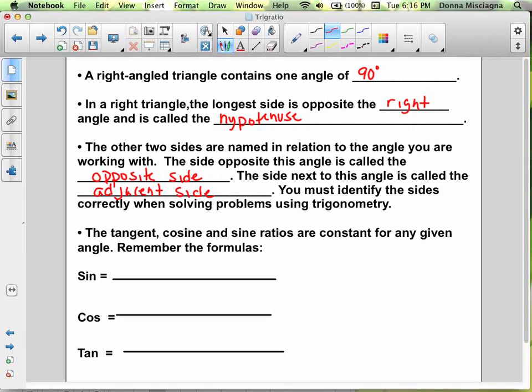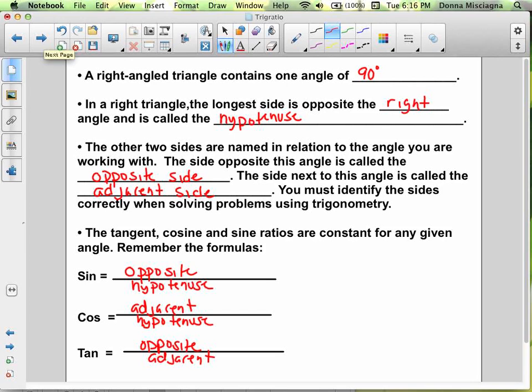Remember the formulas. Sine equals opposite over hypotenuse. Cosine equals adjacent over hypotenuse. And tangent equals opposite over adjacent.